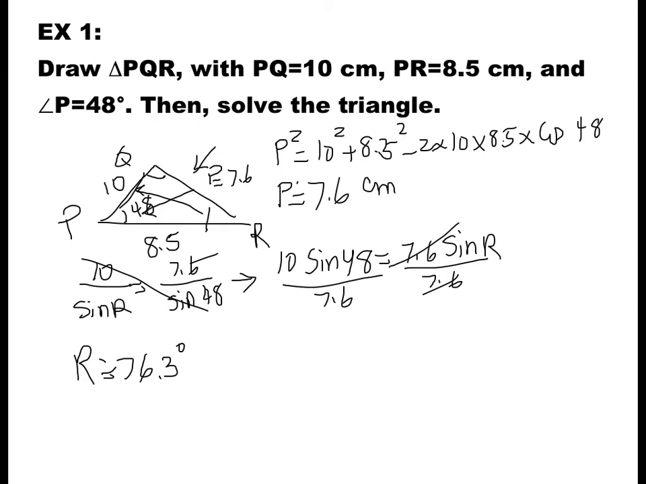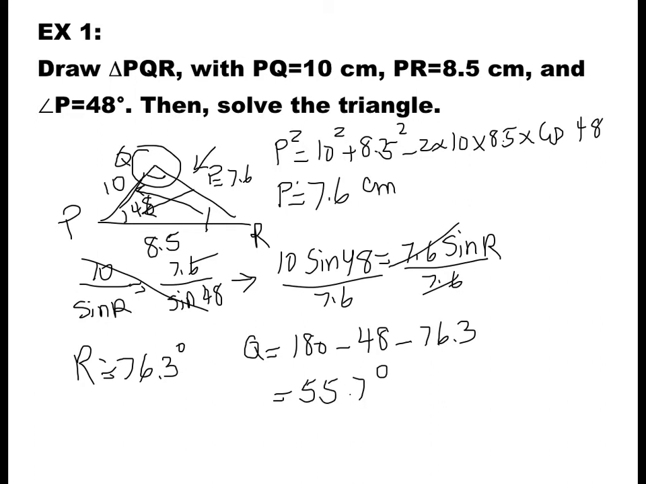Now, the last thing that we have to find before the triangle is solved is to find angle Q. Either you can use sine law or cosine law to find angle Q, but the easiest way, we know that the sum of the interior angles in any triangle is 180. So I'm going to subtract angle R and P from 180 to find angle Q. So I'm going to say Q is equal to 180 minus 48 minus 76.3. From here, I'm going to find Q is 55.7 degrees.